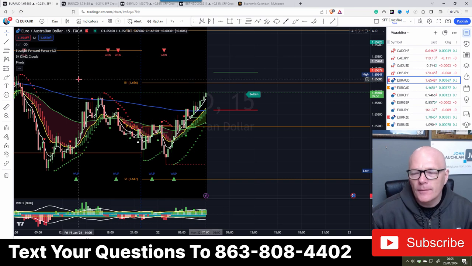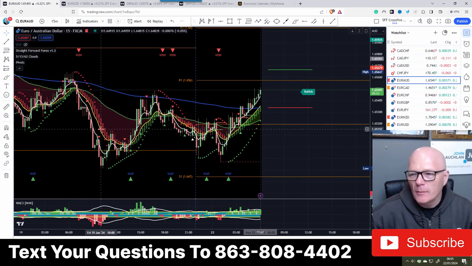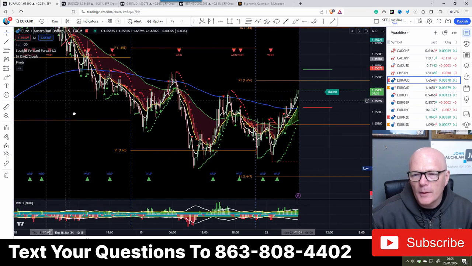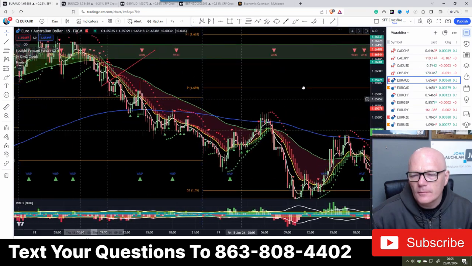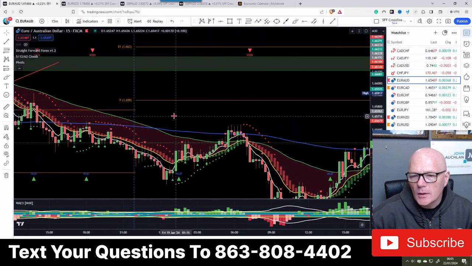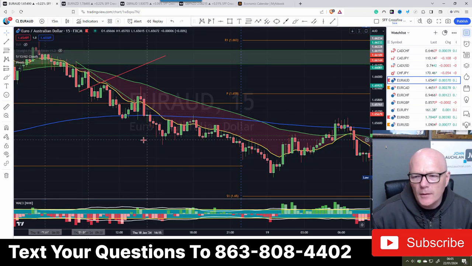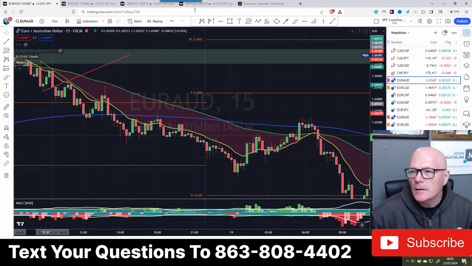So this is EURAUD. Let's see what we've got in terms of imbalance. There is imbalance obviously down here, but this is currently being mitigated by this price. Looks like the price may well go back to the pivot. And then we can reach these equal highs here. So what have we got? Imbalance there, look, just here. So let's take off the indicator. There we go, nice and clean.